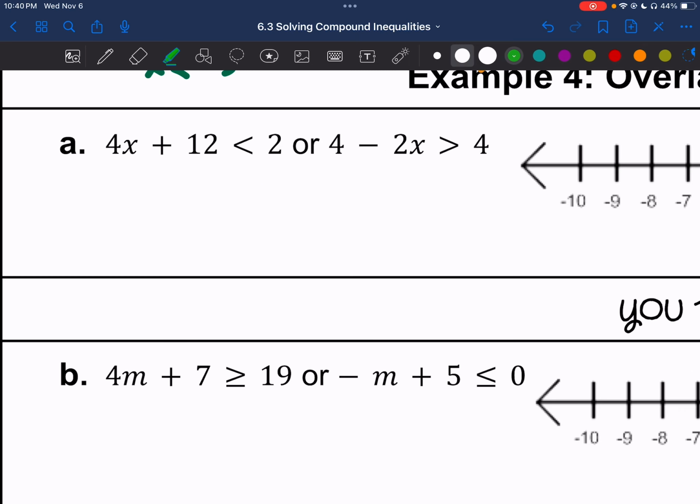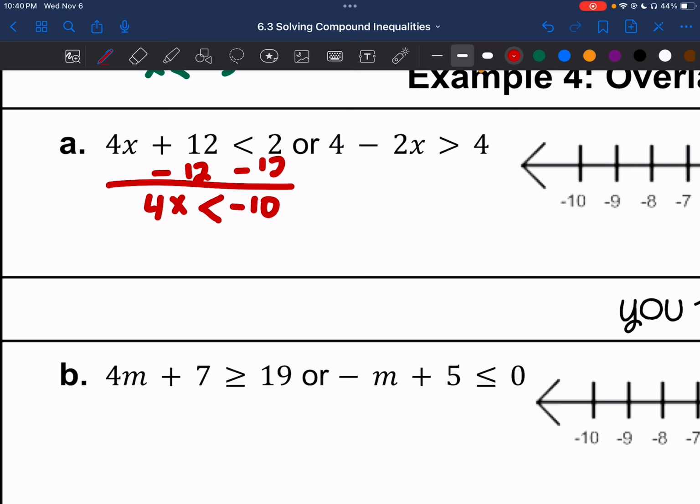We're going to solve, first of all, and we're going to do the same approach that we've been doing. So we're going to subtract 12, and I'm going to get 4x is going to be less than negative 10. And then we divide by 4. We're going to get x is less than negative 5 halves.